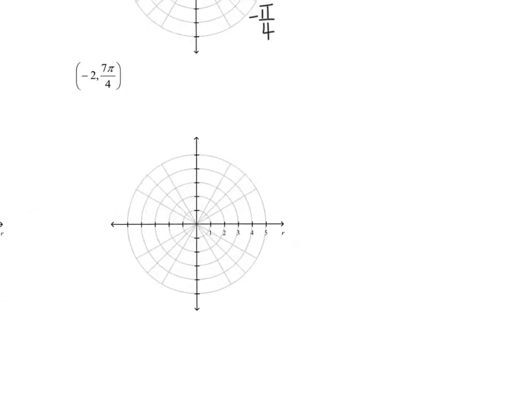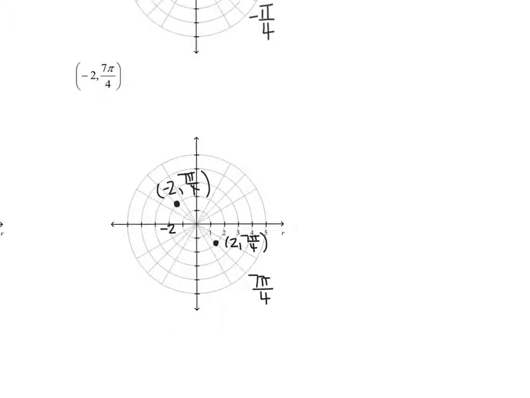Lastly, we want to plot the point (-2, 7 pi over 4). So if we find 7 pi over 4 on our unit circle, it's going to be down here in the 4th quadrant. And then again, similar to that second example, if I plot a point with a radius of 2, this is (+2, 7 pi over 4), and if I want that r to be a negative distance, I go the opposite direction to -2, and we get (-2, 7 pi over 4).